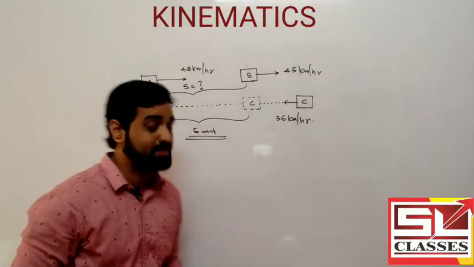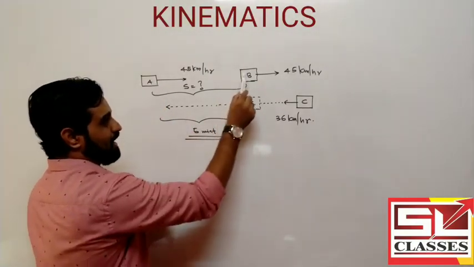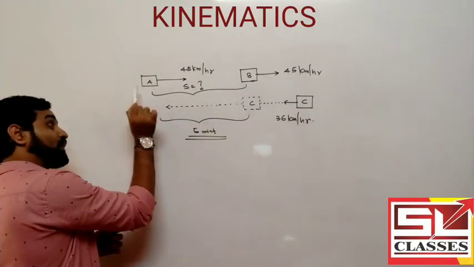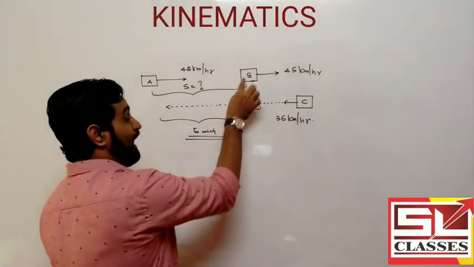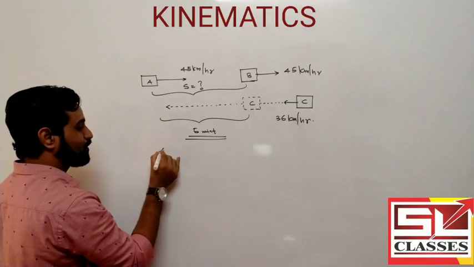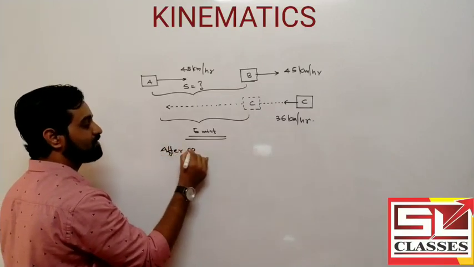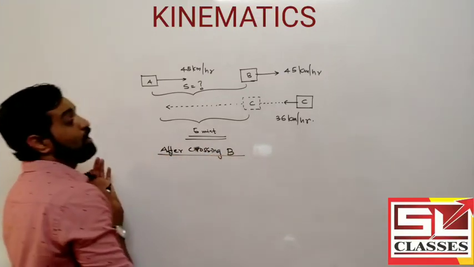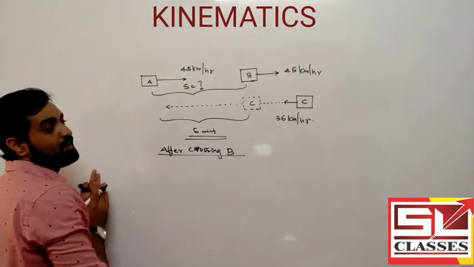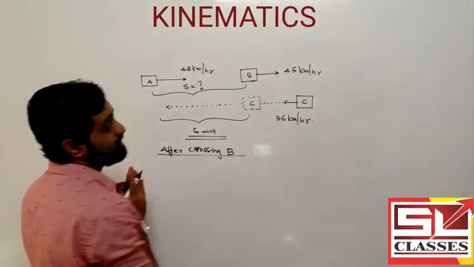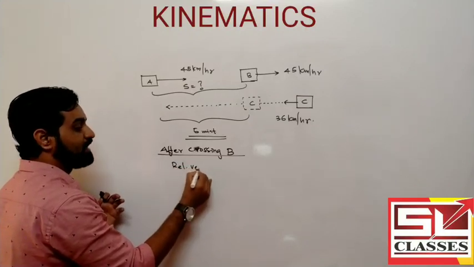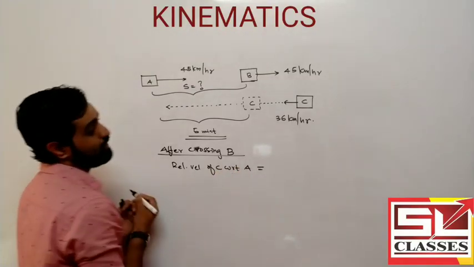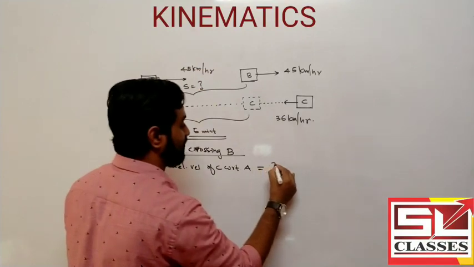And one more thing you have to notice, that after crossing the car B, the car C takes 5 minutes to reach car A. So we have to take after this crossing point. So after crossing B, what is the relative velocity between C and A? See, here these two cars are moving in opposite directions. So the relative velocity of C with respect to A is equal to 36 plus 45.